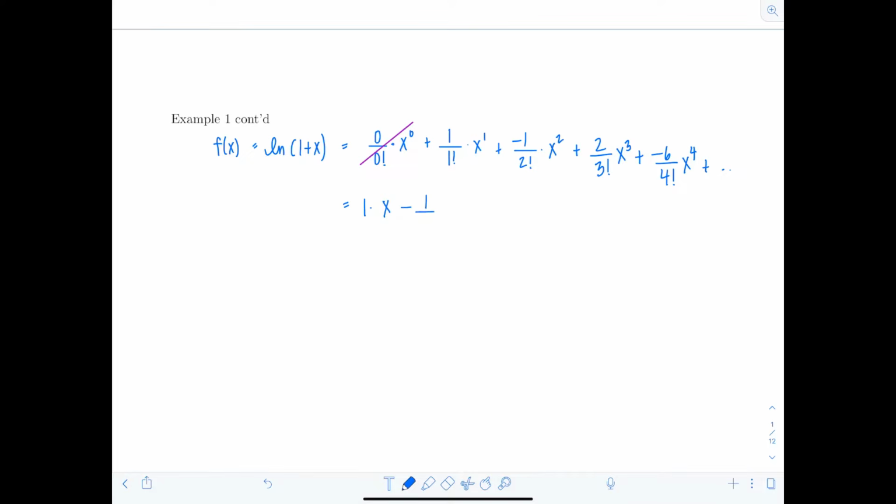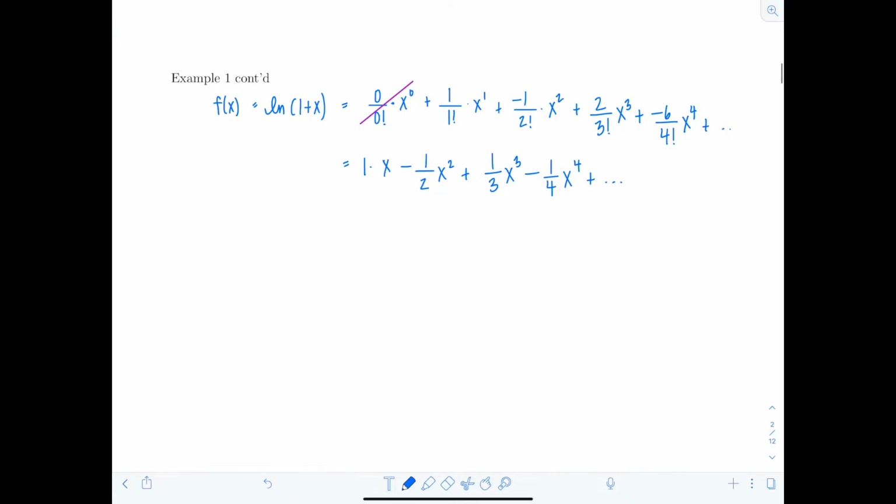Then I have negative 1 over 2 x squared plus 2 over 3 factorial. The 2 is going to cancel out, so I just have 1 over 3 x cubed. 4 factorial is 4 times 3 times 2, so the 3 and the 2 are going to cancel with the 6, so I have minus 1/4 x to the 4th, etc.